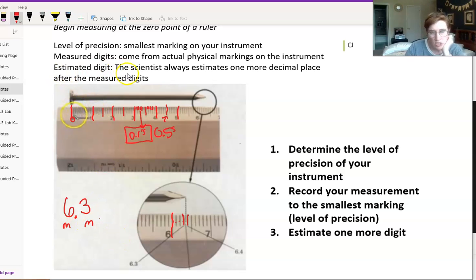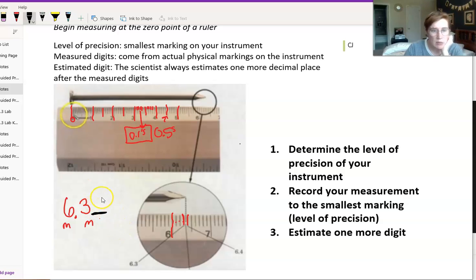Now an estimated digit is the digit that the scientist always estimates, and will always estimate one more decimal place after the measured digits. Think about it as the scientist is given the honor of being able to guess what the next increment would be. So we see that this tip of the nail is in between 6.3 and 6.4. So what number am I going to want to estimate after the 3?